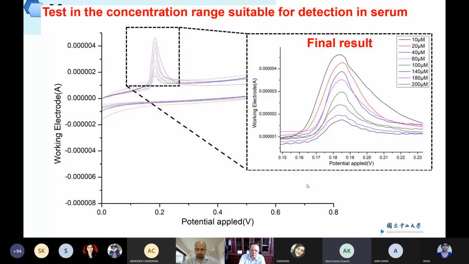So our range from 10 to 200 quite exceeds the healthy range as well as the harmful range, so we can successfully determine if a person has functioning kidneys or not.